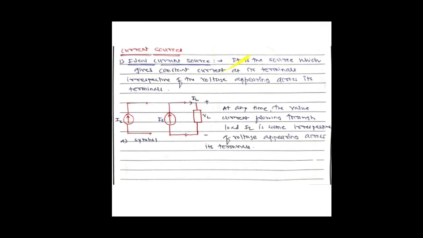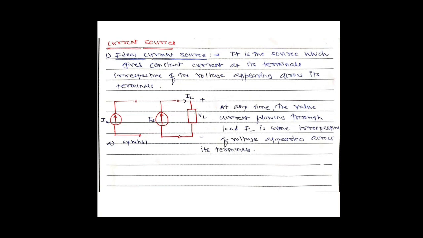So the next point is the current source. Here it is also the same. The current source is again classified as an ideal current source and a practical current source. So the first one is the ideal current source. It is also a source which gives a constant current at its terminal, irrespective of the voltage appearing across its terminal. So the ideal current source gives a constant current at its terminal even if the voltage appearing across its terminal changes.